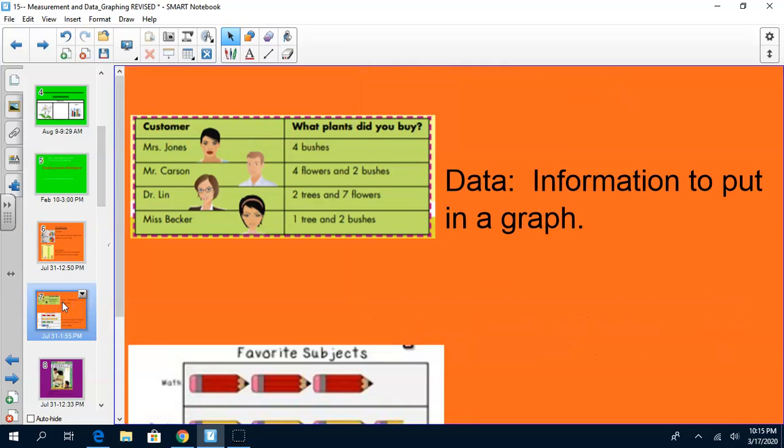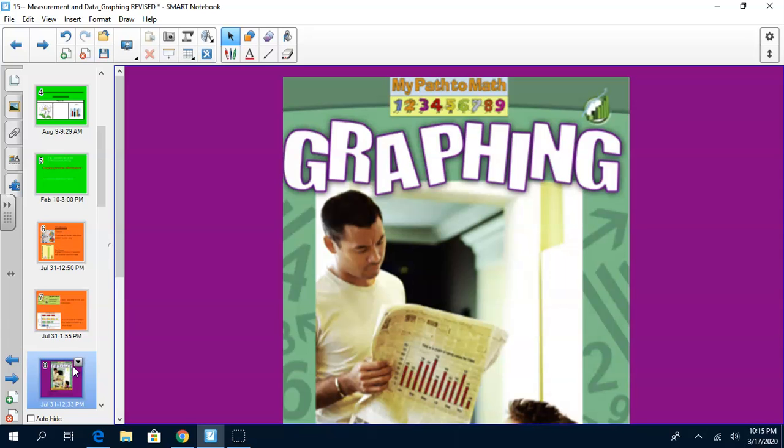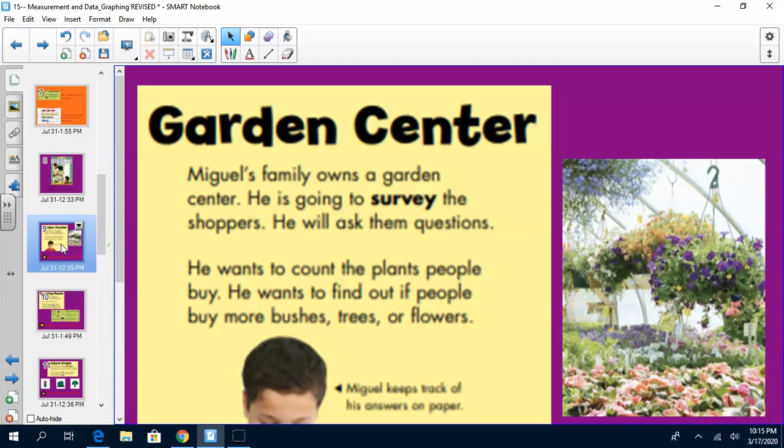Data, what is this data we're talking about? It's going to be the information we're putting into a graph. We can also interpret that data to gather information. Another example of a graph is a picture graph. A picture graph uses pictures to show data. The story we're going to read today is called Graphing. Let's get to reading our story.